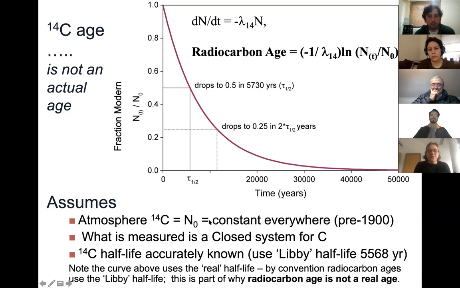And the assumptions are that the atmosphere has been constant pre-industrially through time, and that it's a closed system. So if you're in a soil, you're constantly adding new carbon and removing carbon, so those are not closed systems. This only works for something that you know hasn't been exchanging carbon with the atmosphere. And it also assumes that we know the radiocarbon half-life.